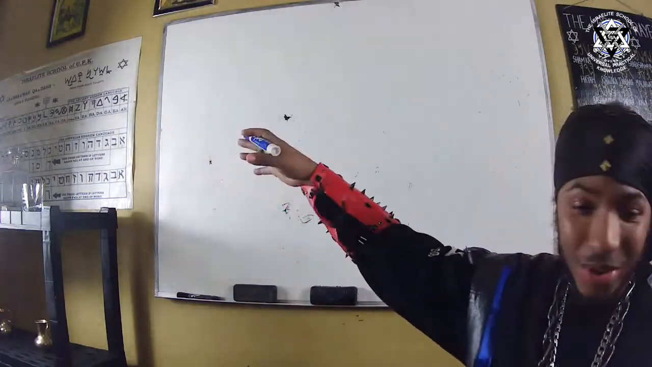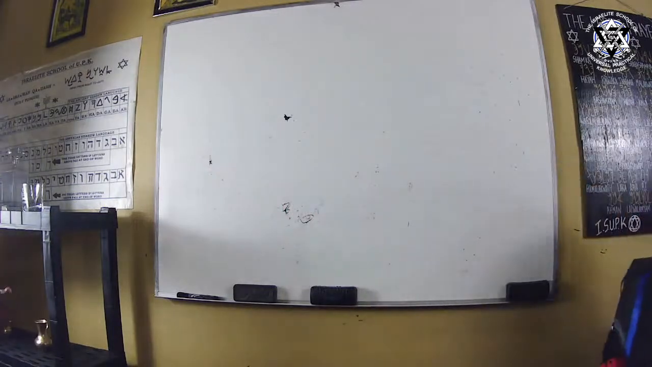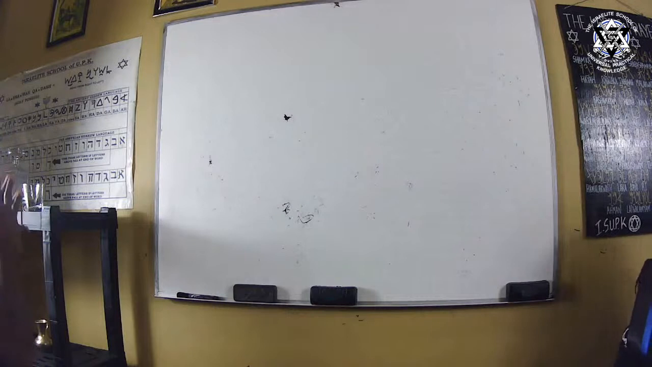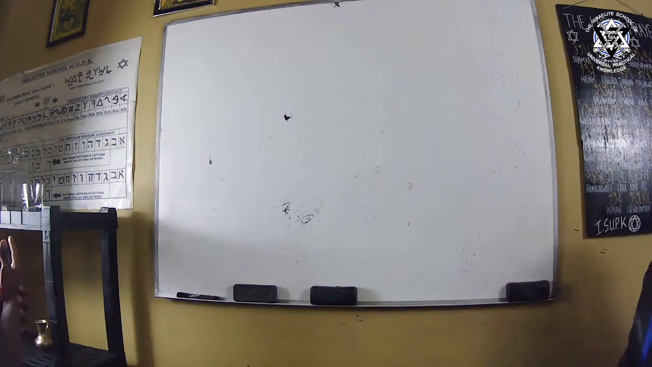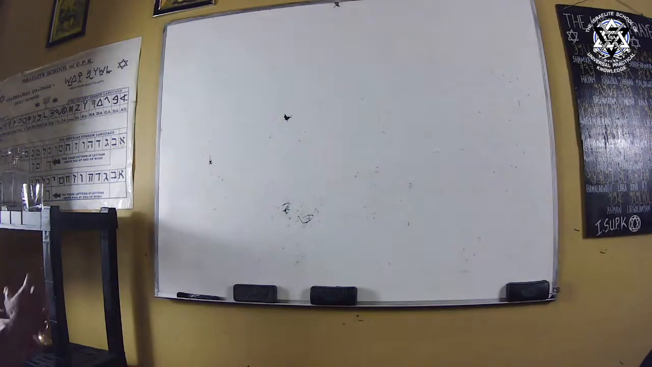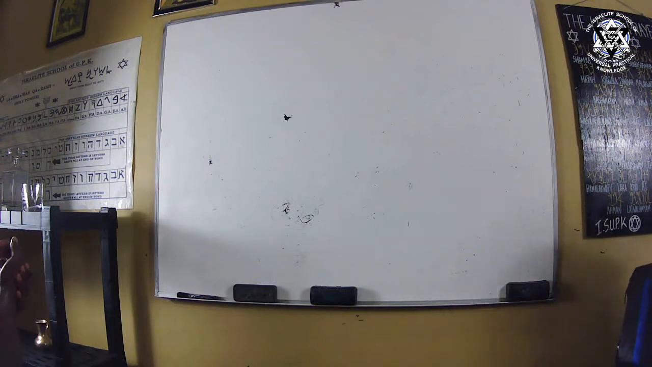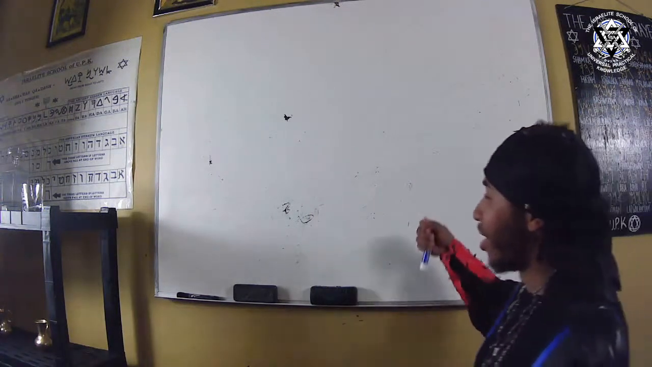But here you go. We're going to have a young man recite his alphabet. A, Ba, Ga, Da, Ha, Wa, Za, Cha, Ka, La, Ma, Na, Sa, Pa, Ra, Sha. Excellent, man.